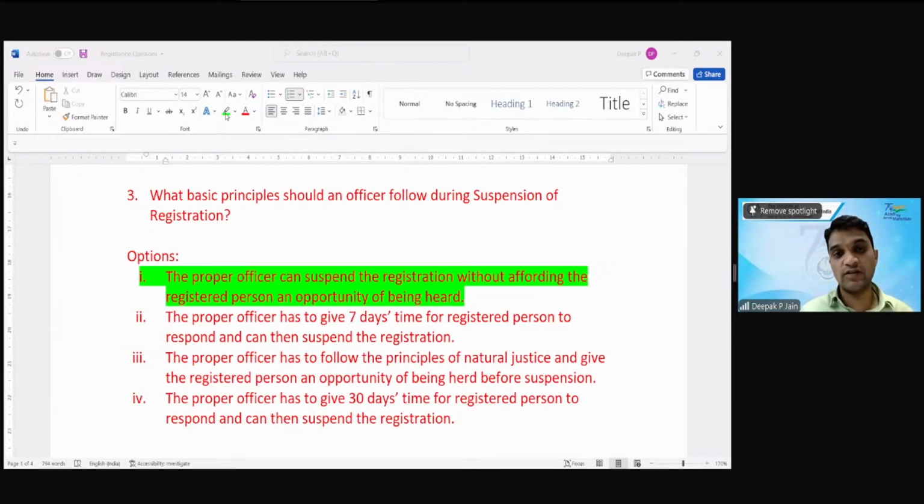Cancellation, show cause notice is required. For suspension, show cause notice or principles of natural justice is not required because it is not completely cancelled. Okay, that is a distinction: for cancellation, principles of natural justice and opportunity of being heard is required. For suspension, that is not required.